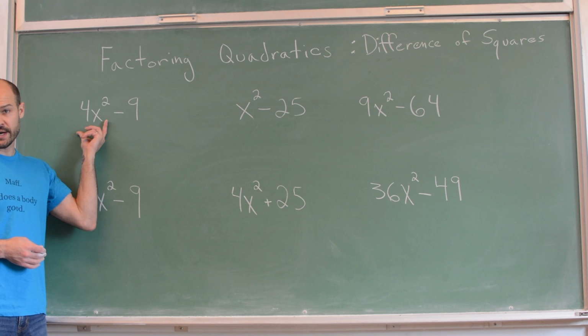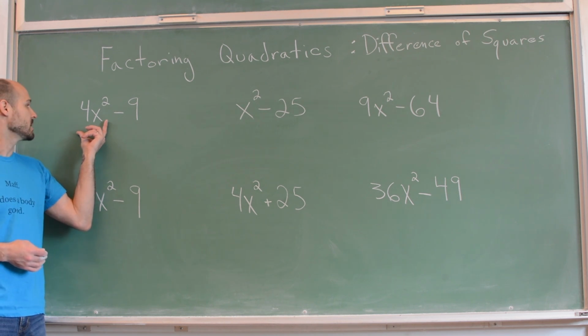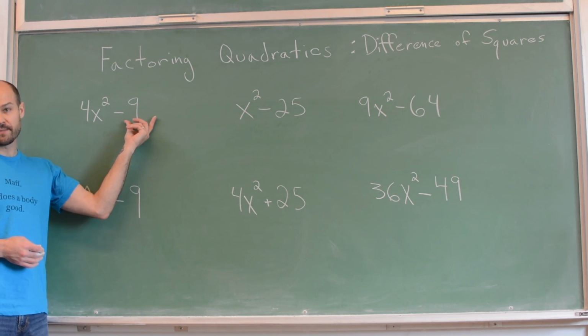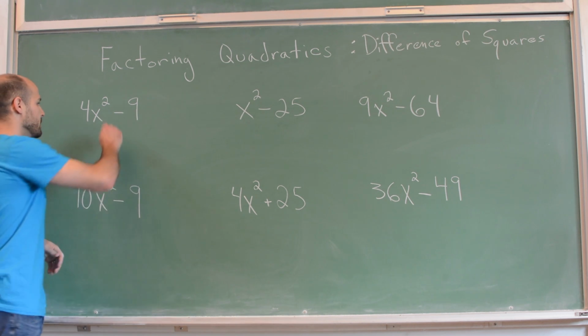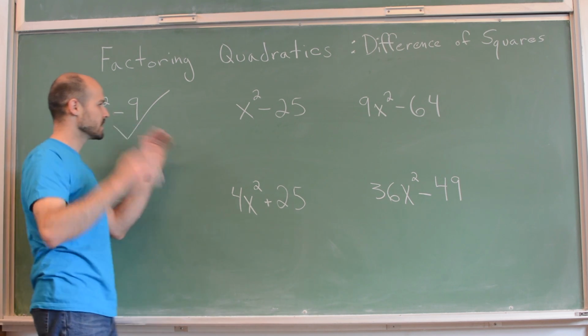4x squared, a perfect square? 2x times 2x. 9, a perfect square? 3 times 3. Is it subtraction? Yes. Perfect square. Difference of squares, done.